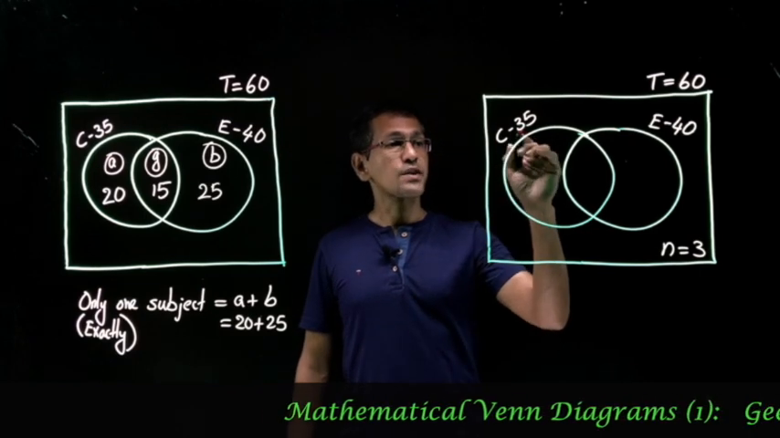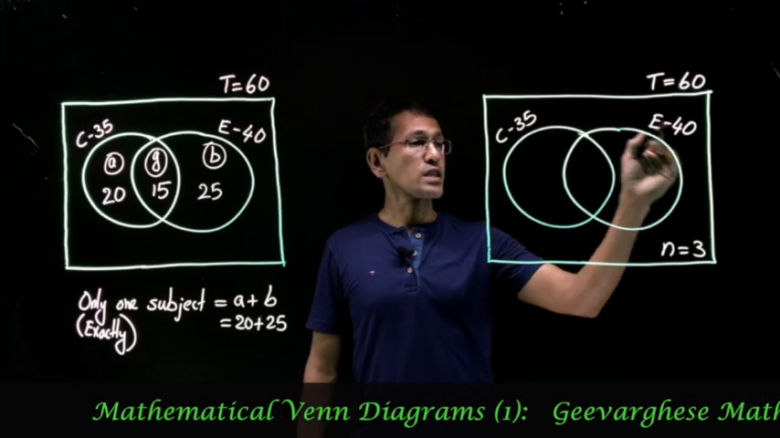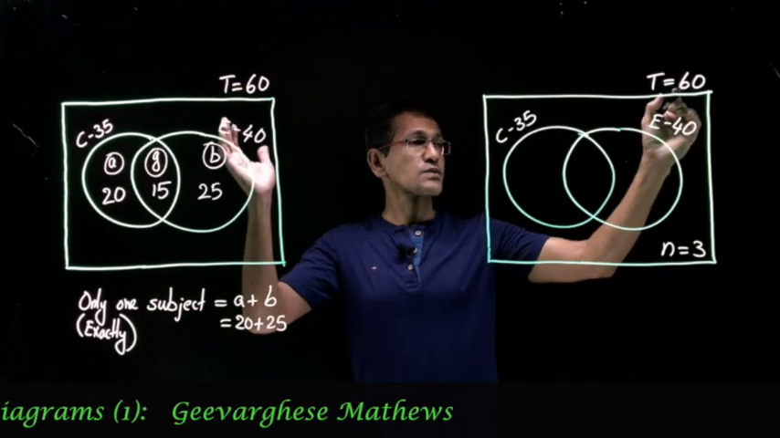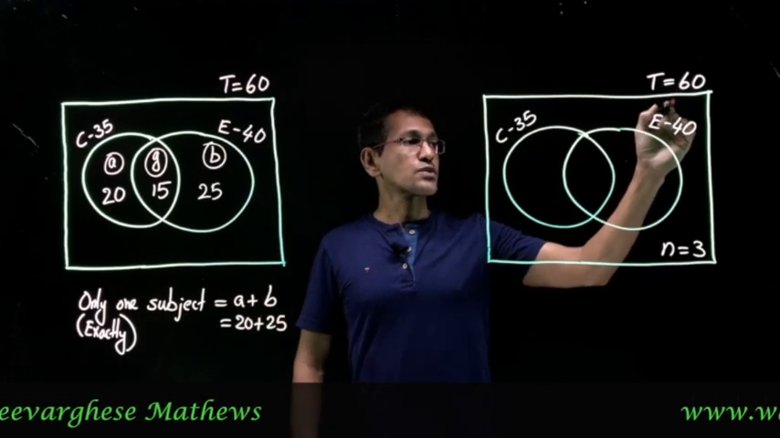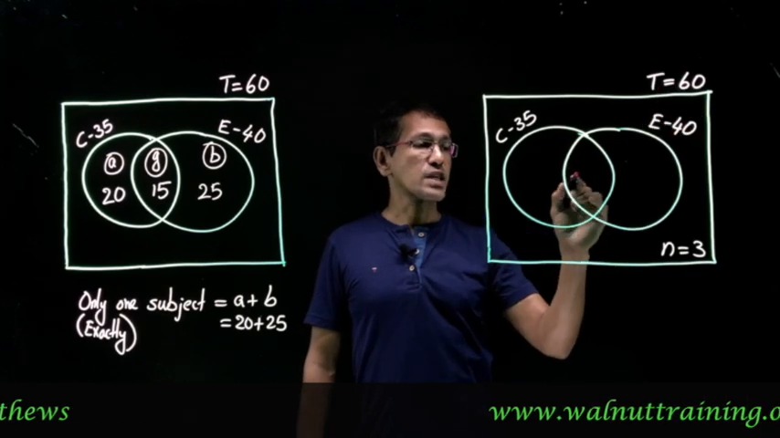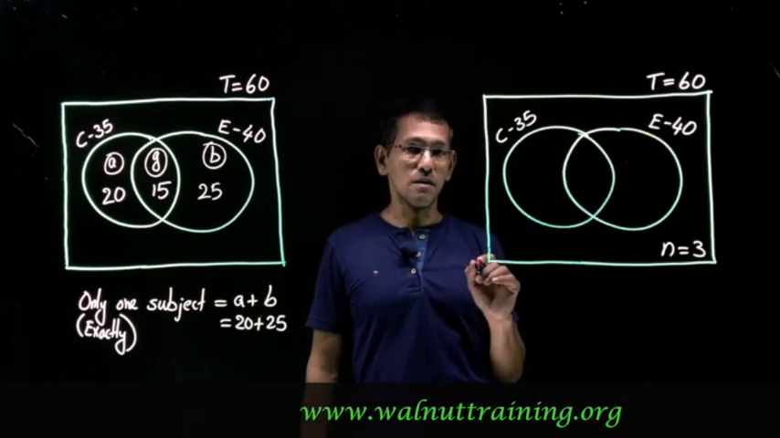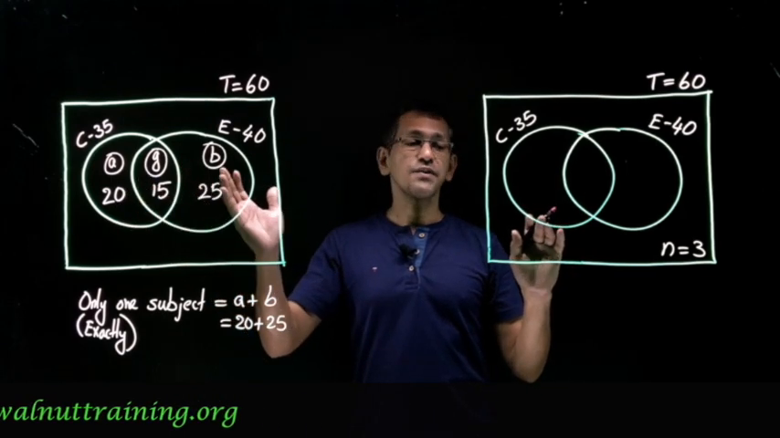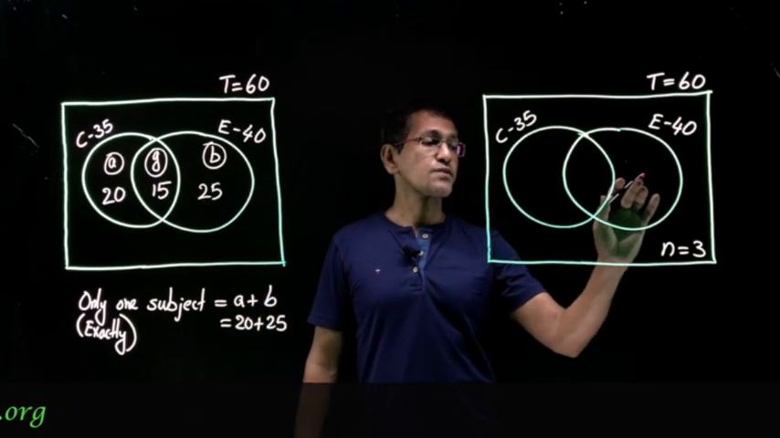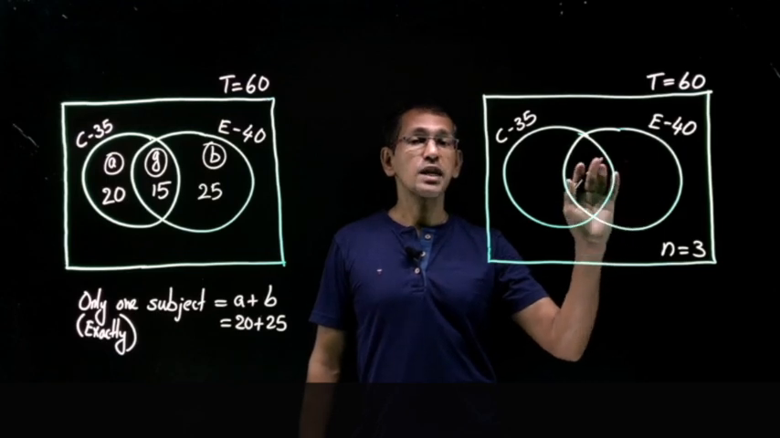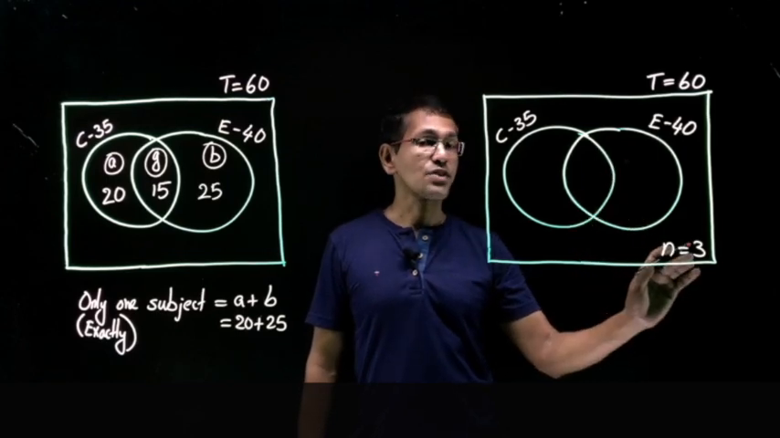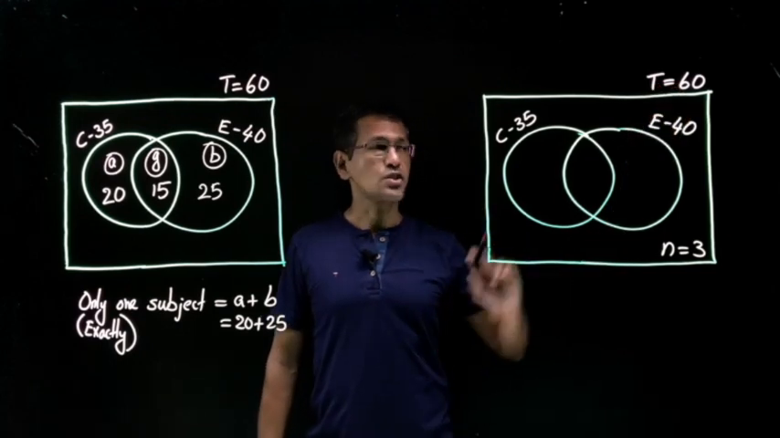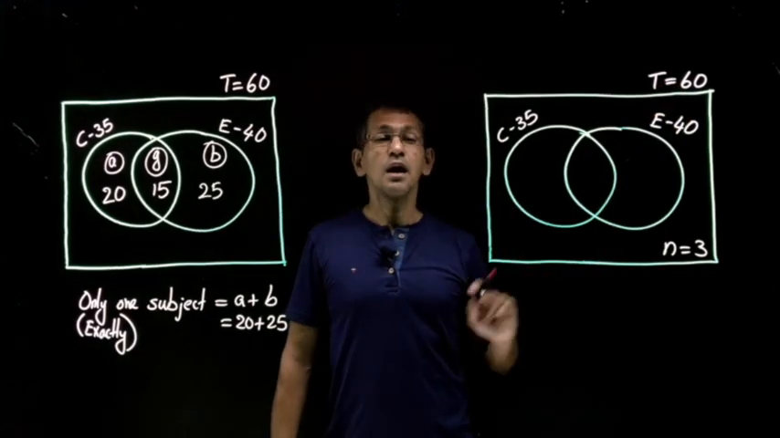Now if you add it, 35 plus 40 is 75, and if you take the difference exactly as we have done here, 75 and 60 difference is 15. If you write 15 here, you'll get a figure like this. 20, 15, 25. When you add it up, what do you get? 60. Then you have a 3 here. So that becomes 63. That cannot be. The total must be 60.